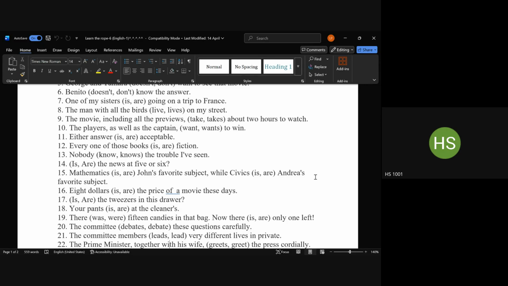Every one of these books is fiction. So see, we are referring to a collection, but within that collection, we are making an individual reference to each of the units. Every one of these books, which means every single book among the given collection is a fiction. That is what we are saying. References to individual units. So again, every one of these books is fiction.